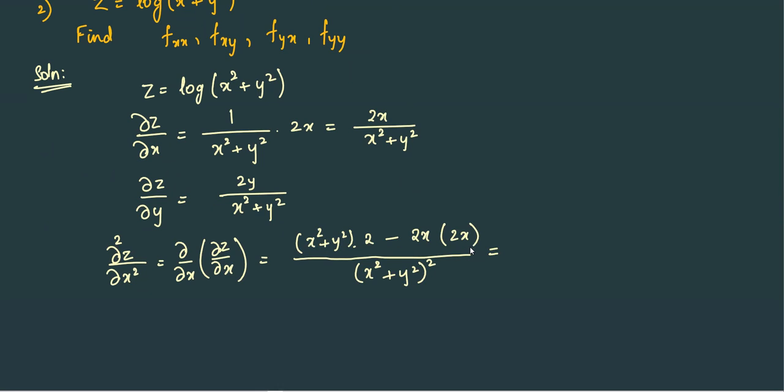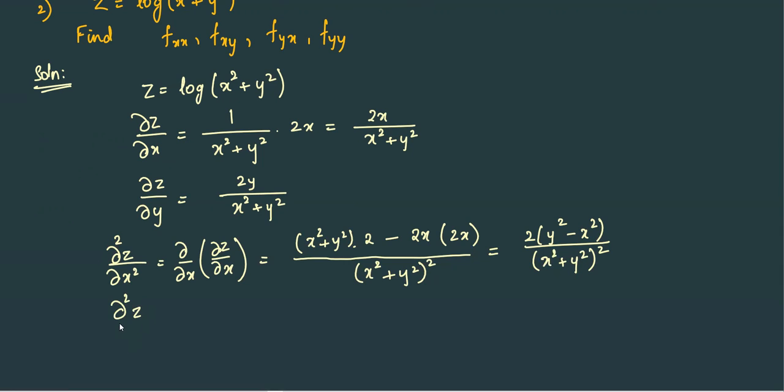times the derivative of the numerator minus the numerator into the derivative of the denominator. So what we get, take 2 common: x² + y² − x². So we get 2 times (y² − x²) upon (x² + y²) the whole square.